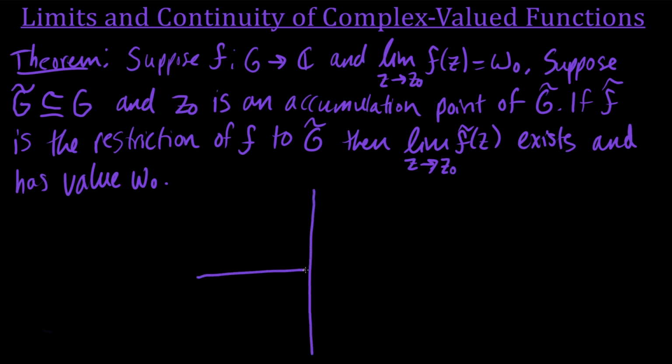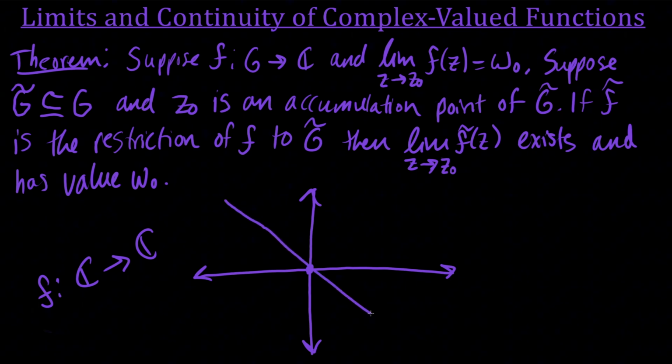Let's say I've got the complex plane here, and I have some function f from C to C. And let's say in this example, I want to find the limit of f as z approaches 0. Well, what this theorem says is that regardless of how we restrict our domain, so let's say we restrict our domain to this line through the origin here.